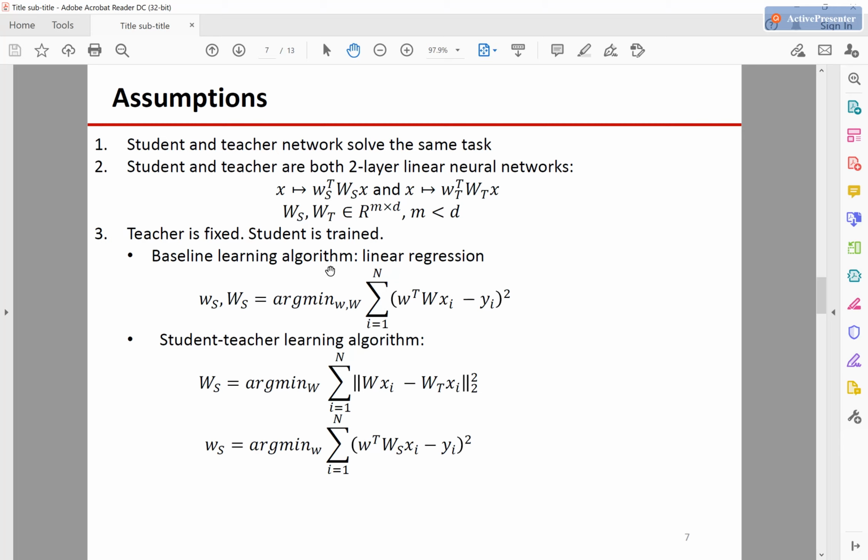The baseline learning algorithm for the student is MSE estimation or linear regression in machine learning terms. Essentially, I'm minimizing the difference between the predicted target and the true target. Student-teacher learning is a little more complicated. To learn the hidden neurons, I minimize the hidden feature difference between the student and teacher. To learn the structural connections, I minimize the difference between the predicted target from the student and the true target, except in this case, the hidden neurons of the student are fixed.